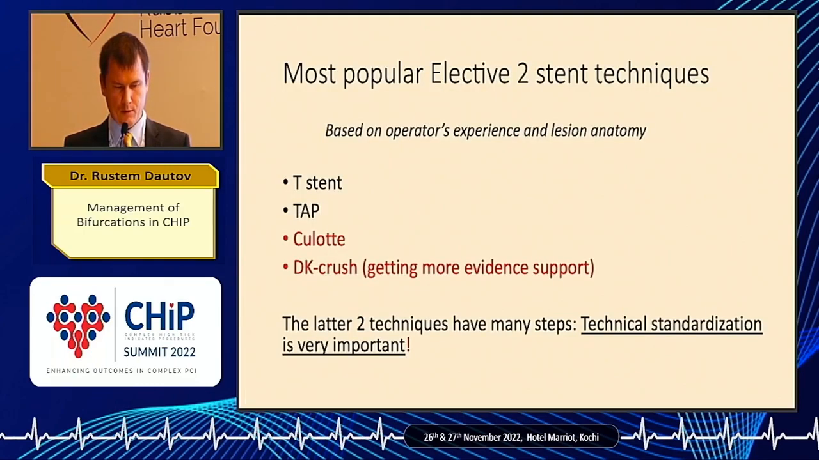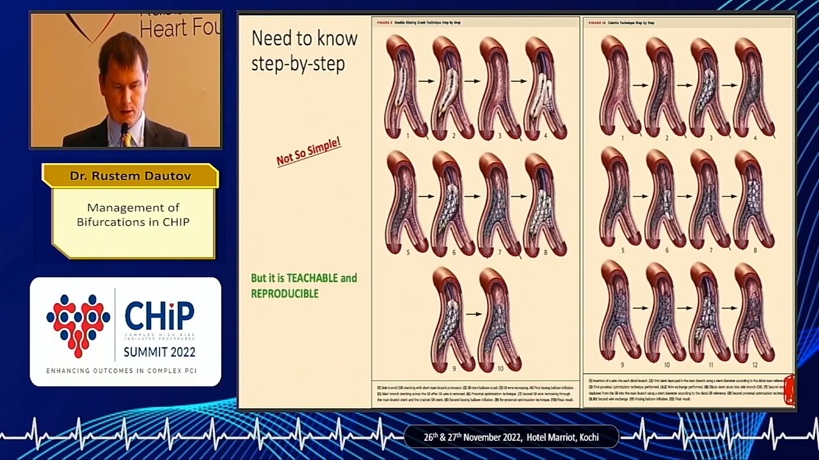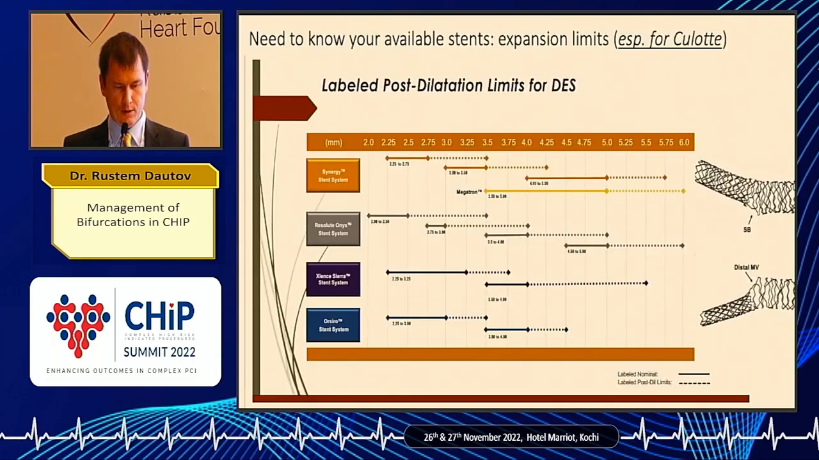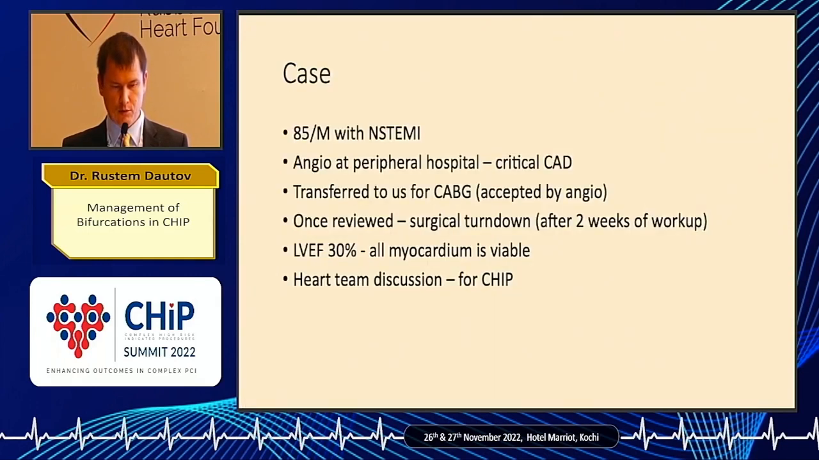And of course, when we talk about really complex bifurcation, especially in left main, culotte and DK crush, with more evidence now towards DK crush, especially with the help of Dr. Chen and his team, is very valid. And standardization is very important, step by step. So in culotte, similar to non-CHIP interventions, it's very important to know what stents you have, what brands of the stents, before planning, because not all of them will go to the certain diameter.